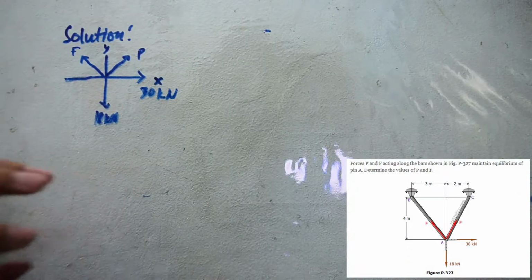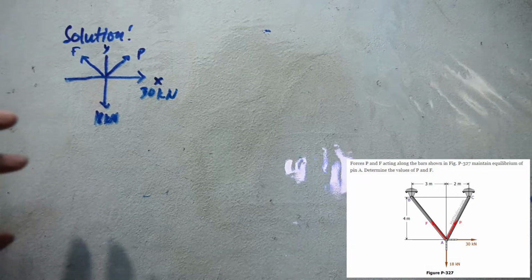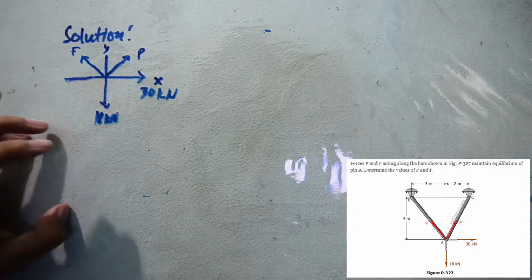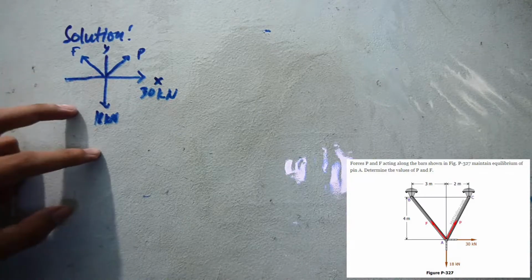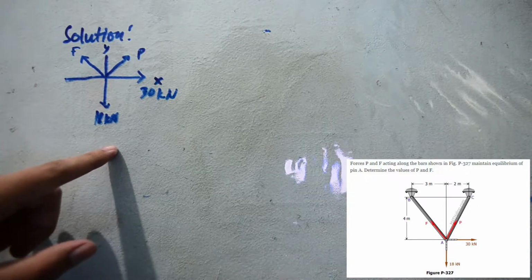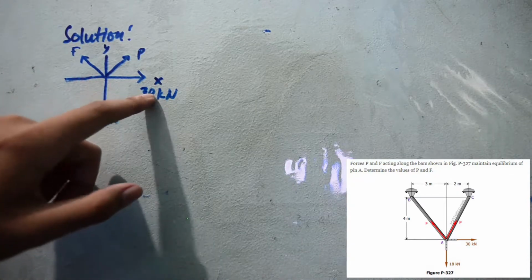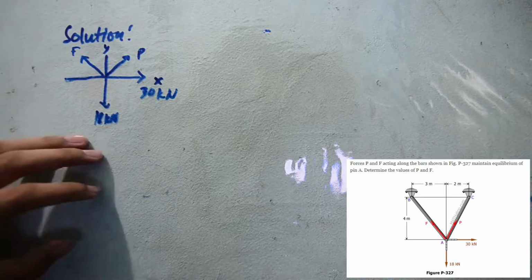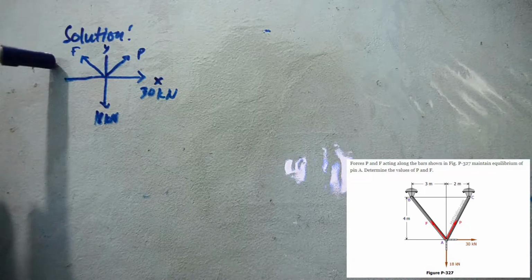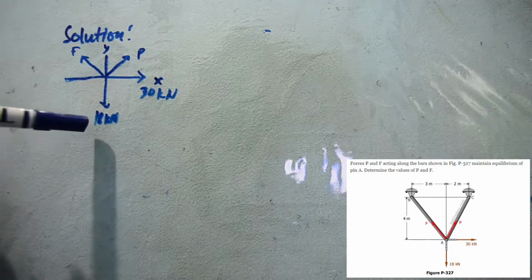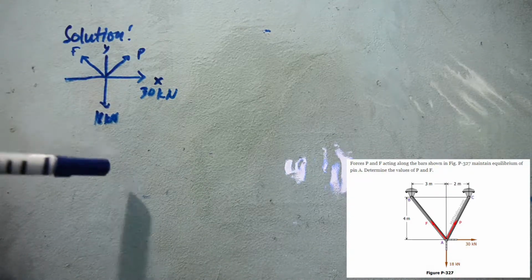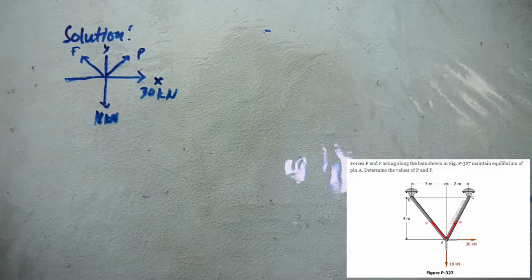In any equilibrium or static problem, we are always required to draw the free body diagram. Why? Because this enables us to understand the magnitude of the forces and their direction. F is going upward to the left, P is going upward to the right, 18 is going down in the y-axis, and 30 is going to the right in the x-axis.